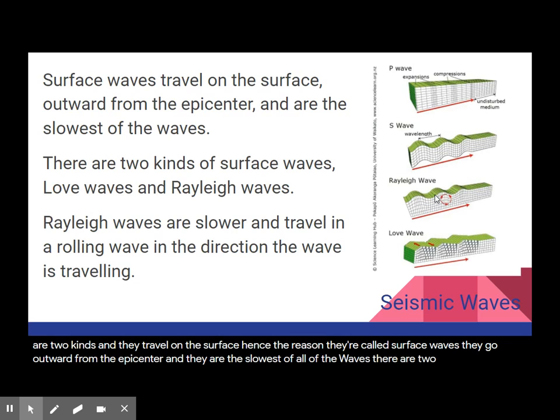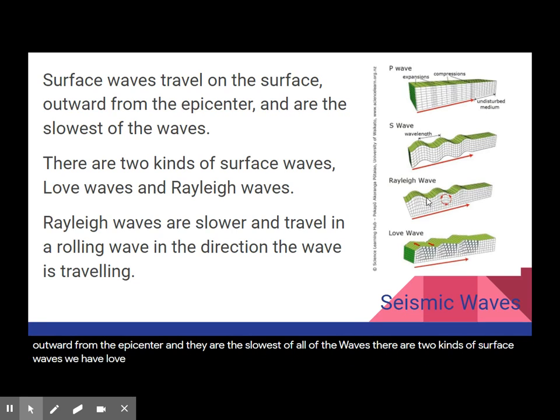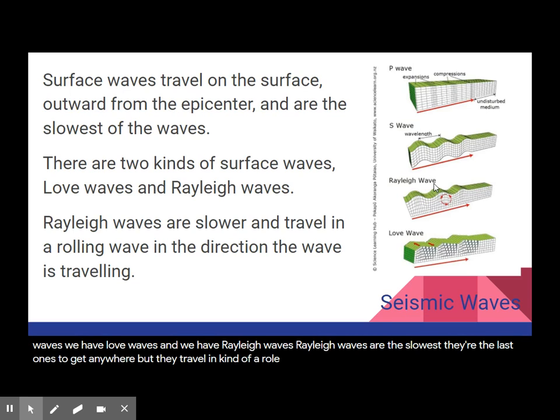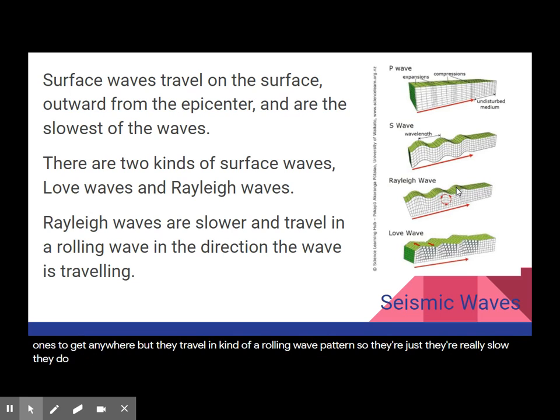There are 2 kinds of surface waves. We have Love waves and we have Rayleigh waves. Rayleigh waves are the slowest. They're the last ones to get anywhere, but they travel in kind of a rolling wave pattern. So they're really slow. They do damage.